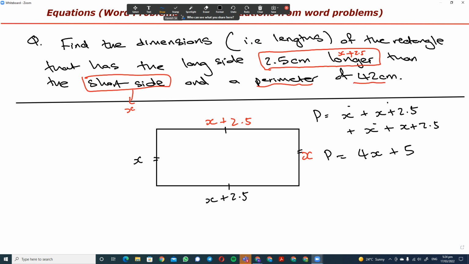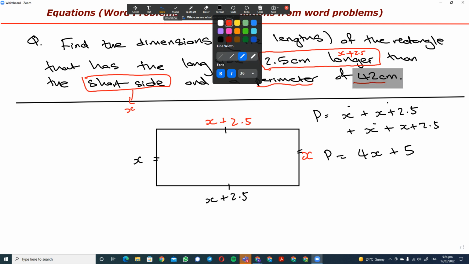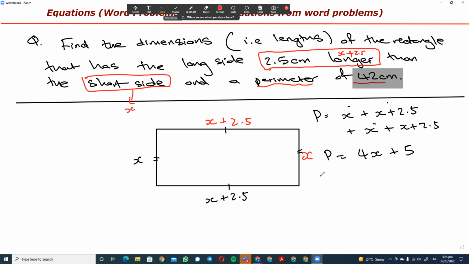But they gave me the perimeter. They gave me the perimeter to be 42. Because they gave me the perimeter to be 42, I can place it over there. And then 42 minus 5 is equal to 4x. Using equations, I take the 5 to the right-hand side. It changes sides, change signs.